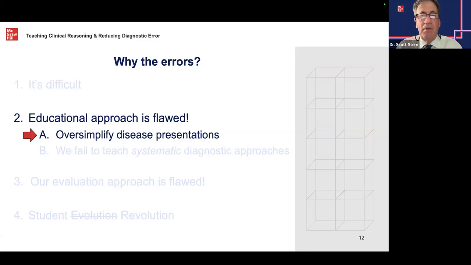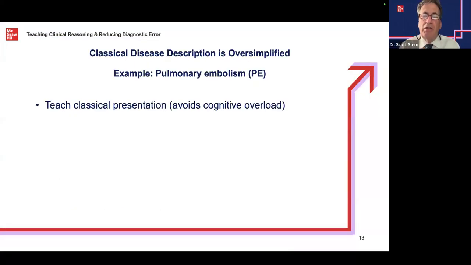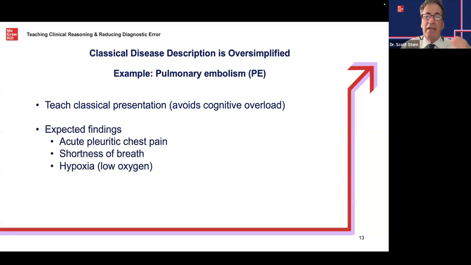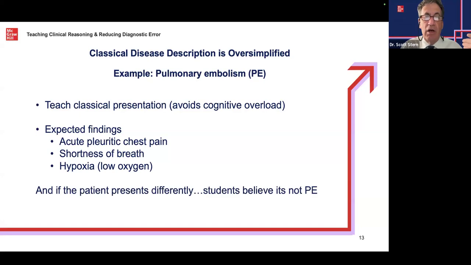So let me give you an example of what I mean by that. I taught clinical pathophysiology for 20 years, and we would often teach the classical presentation. If we talk about pulmonary embolism, we would teach the classical presentation and not all the variations, because, frankly, we'd get cognitive overload if we taught every disease in every possible presentation. So we might tell them the expected findings are pleuritic chest pain, shortness of breath, hypoxia, etc.